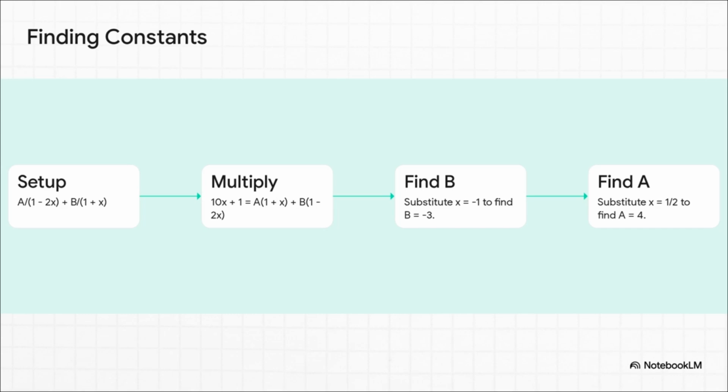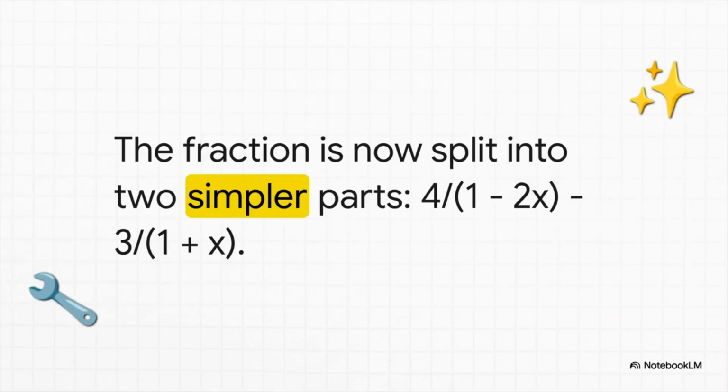We do the same thing to find A. Make the 1 minus 2x term 0 by subbing in x equals 1/2. It's a brilliant shortcut. And just like that, we've done it. We've broken down our big, complicated fraction into two much friendlier pieces. Now we can get to work and use the binomial expansion on each one of them separately.